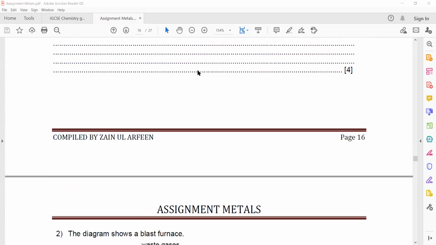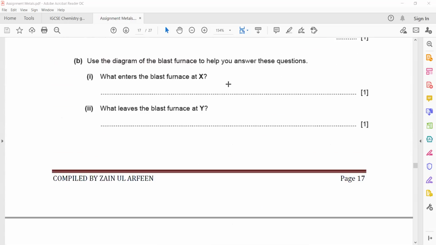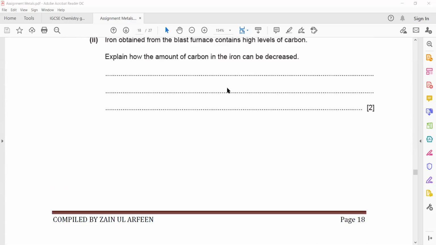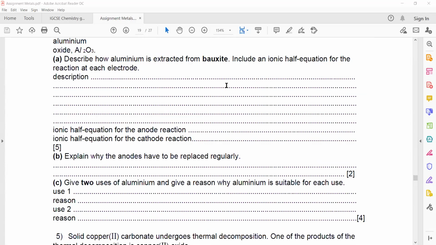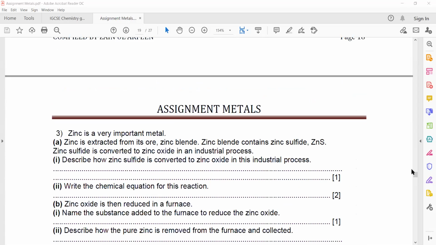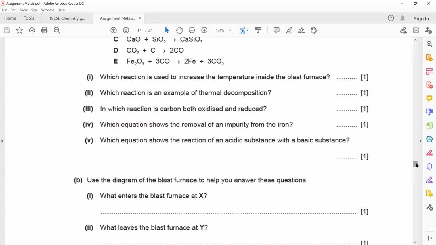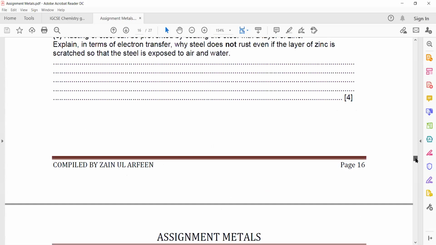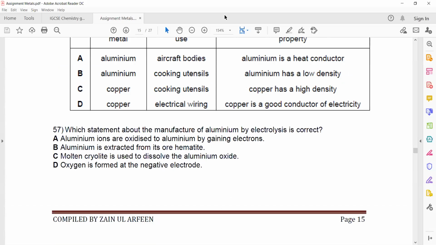Now some structure questions related to this topic, extraction of aluminium. Why not A? What was option A? Aluminium ions are oxidized. No, when something gains electrons, we call it reduction, not oxidation. Aluminium gains electrons.